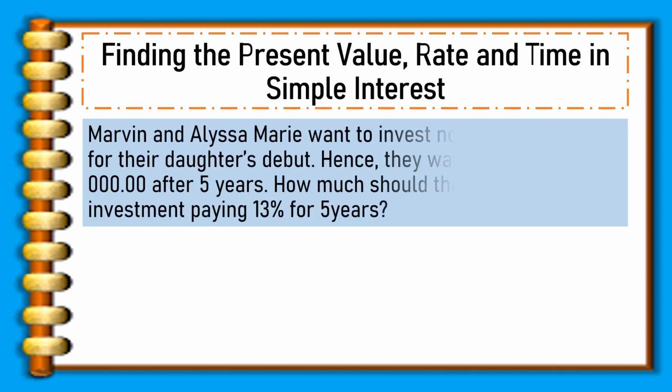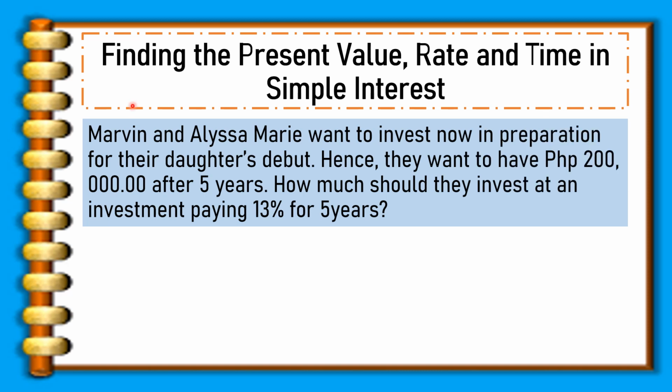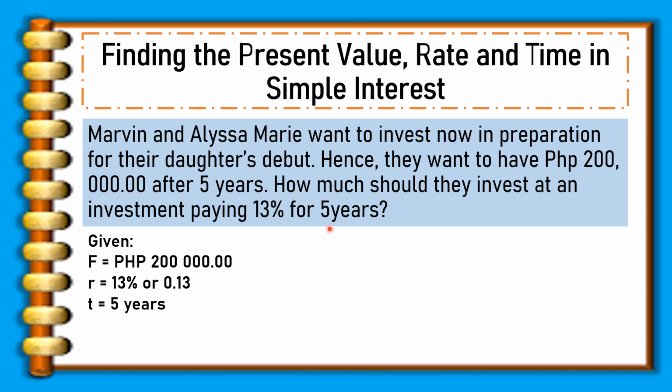Let us now have a sample problem. Marvin and Eliza Marie want to invest now in preparation for their daughter's debut. Hence, they want to have 200,000 pesos after 5 years. How much should they invest at an investment paying 13% for 5 years? Here are the given. Future value of 200,000 pesos. Interest rate of 13% or 0.13 in decimal form. And T equals 5 years.